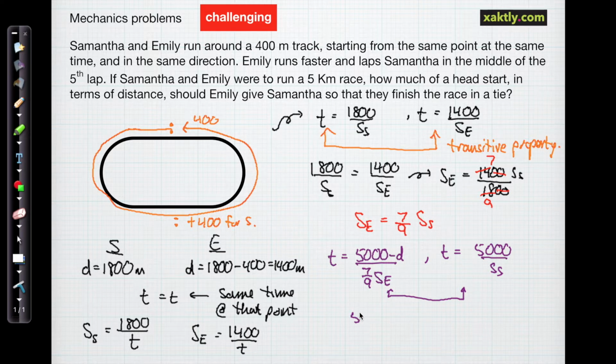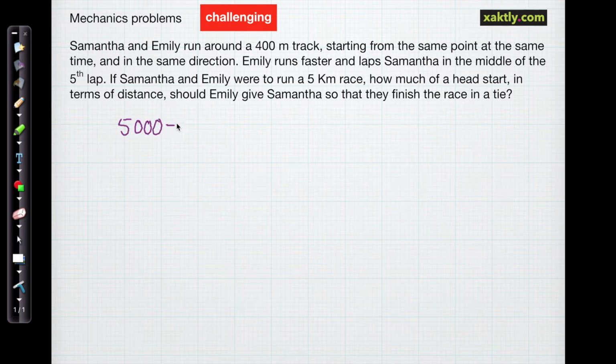And we'll use the transitive property again to hook those up. So we'll say 5,000 minus d over 7/9 the speed of Samantha, oops, should have had an s up there, is equal to 5,000 over the speed of Samantha. Now the speed of Samantha cancels from each side. Let's take this to another sheet to give us some extra space. So we were left with 5,000 minus the distance over 7/9 is equal to 5,000.